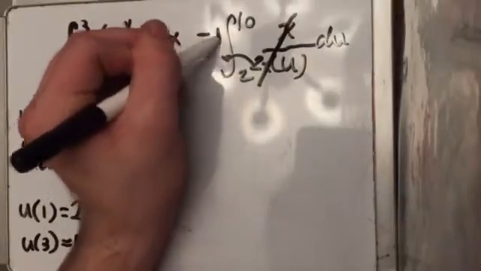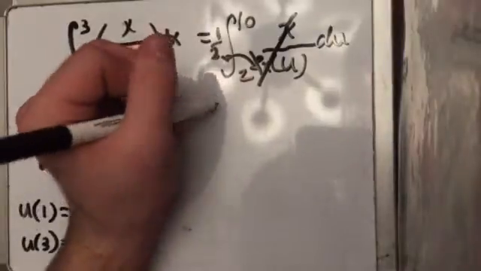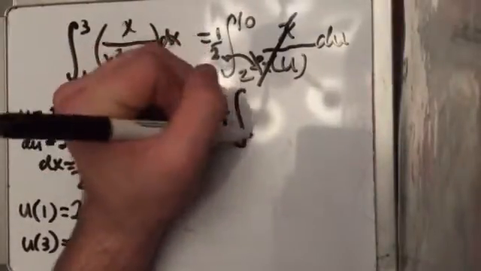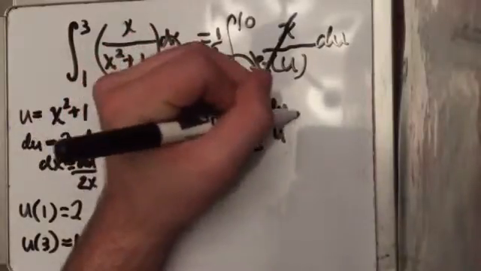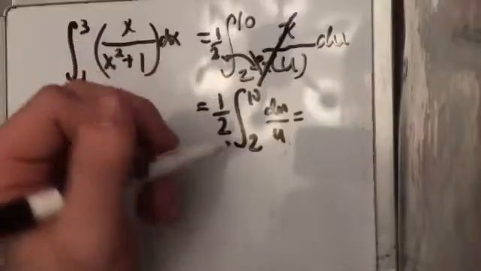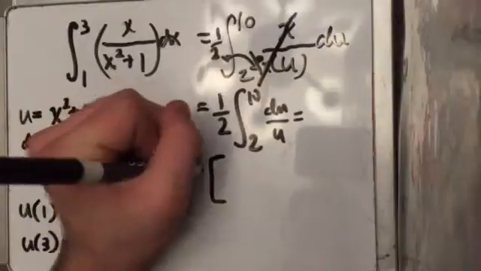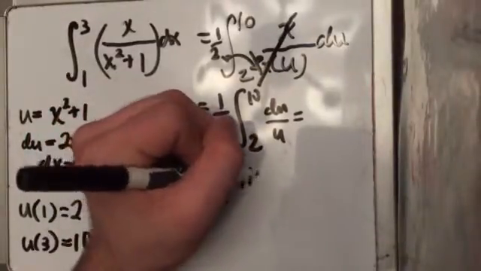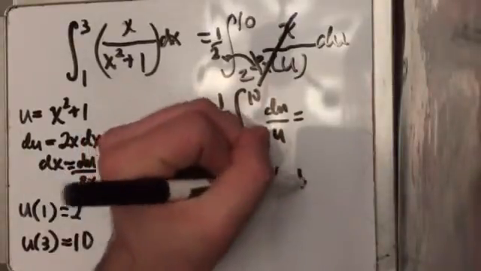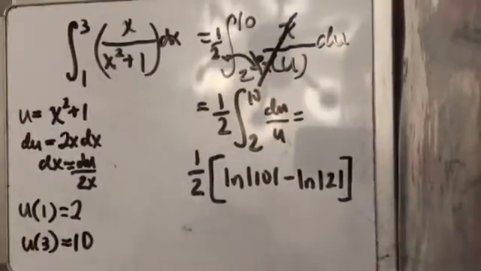And then the x's are going to cancel out, and you can put this 1/2 outside of the integral, so that becomes 1/2 of the integral from 2 to 10 of du over u, which just equals, using that base formula, 1/2 times the natural log of absolute value 10 minus natural log of absolute value 2, and you can just leave it like that.